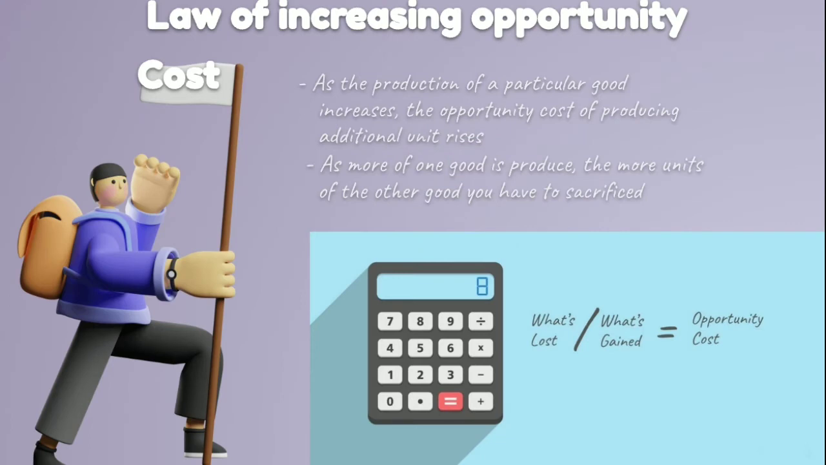Law of increasing opportunity cost. As the production of a particular good increases, the opportunity cost of producing an additional unit rises. As more of one good is produced, the more units of other good you have to sacrifice. In economics, the law of increasing cost is a principle that states to produce an increasing amount of a good, a supplier must give up greater and greater amounts of other good.